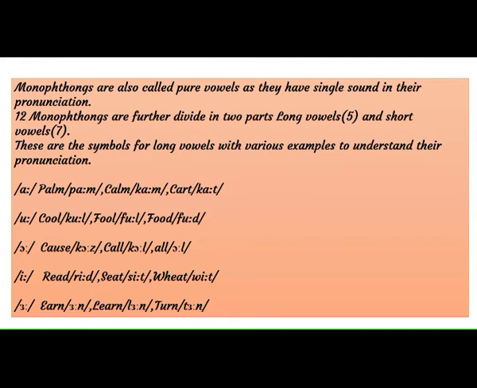We have 20 vowel sounds, monophthongs and diphthongs. Monophthongs are only 12. We can divide the 12 monophthongs into 5 long vowels and 7 short vowels.